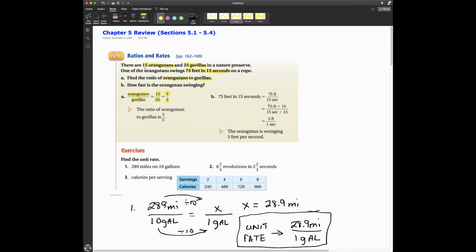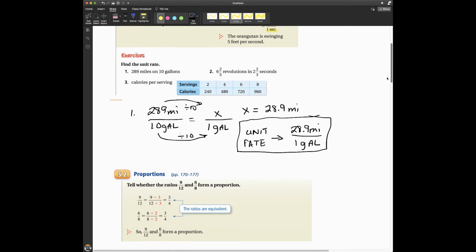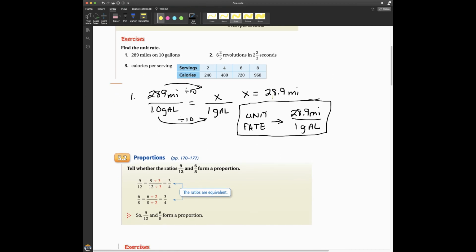Well, 75 feet in 15 seconds. I need to turn that into a unit rate. So first I write it as a rate, and then I need to divide the numerator and denominator by 15, and you end up with 5 feet per second. Okay, so there you go. And I did number one. I changed number one, 289 miles and 10 gallons, into a unit rate. And you can see the work that I did. Divide numerator and denominator by 10, and I get my unit rate.